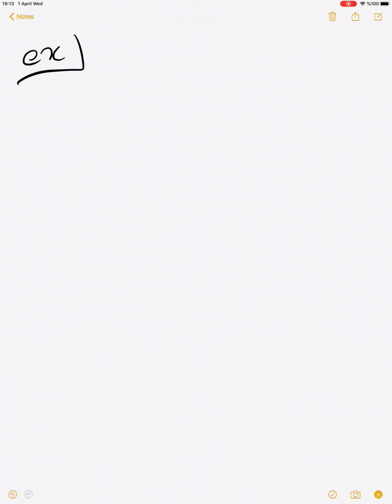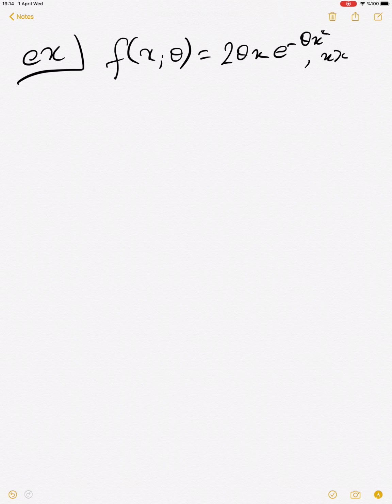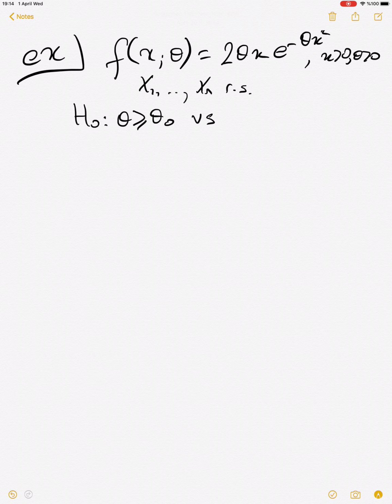Sorry about my mistake. So on that question, our PDF was given as 2 theta x e to the minus theta x square, where x is greater than 0, theta is greater than 0, and we had a random sample of size n and the hypothesis is given as theta greater than theta 0 versus alternative is theta less than theta 0, and we want to derive the uniformly most powerful test of size alpha. Okay, so we want to derive that.